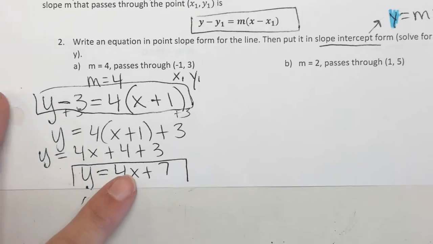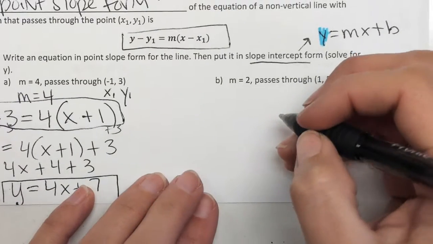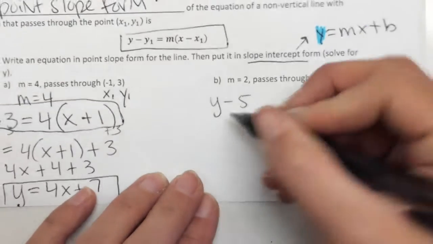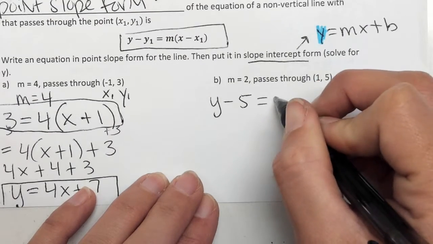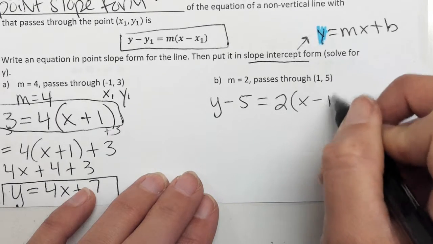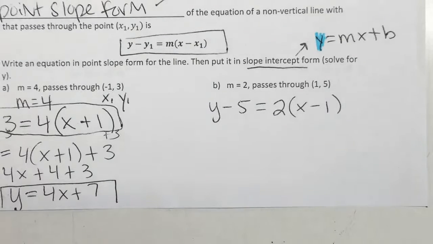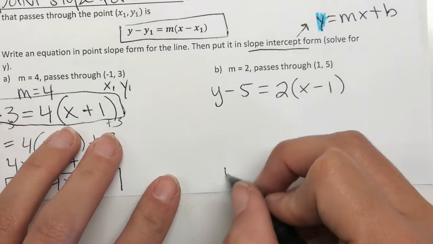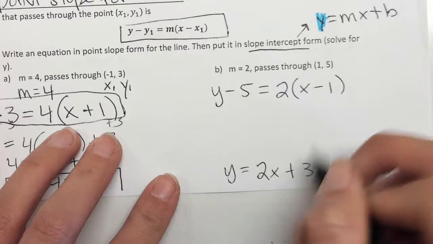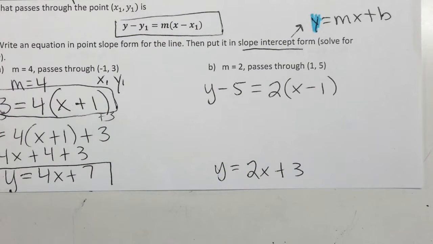Alright, Cade, tell me the point slope form. I put y minus 5 equals 2, the slope, parentheses x minus 1. Yes, very good. Alright, Darian, tell me what you got for slope intercept form. Y equals 2x plus 3. Nope. Do we need to go over it? Yes.